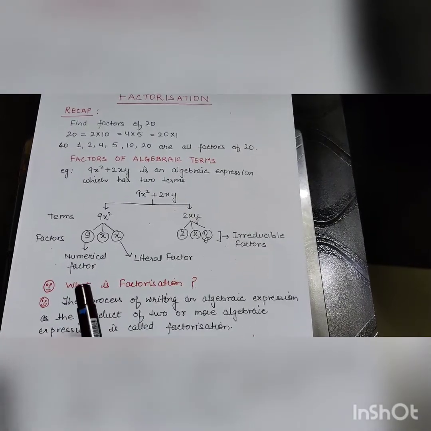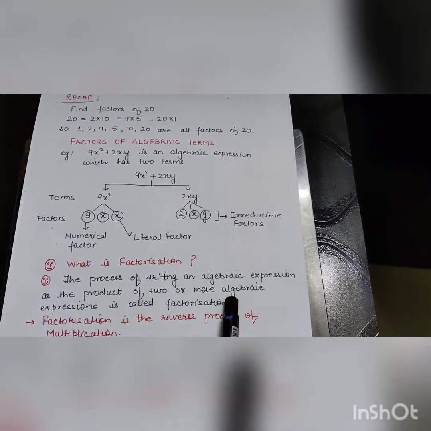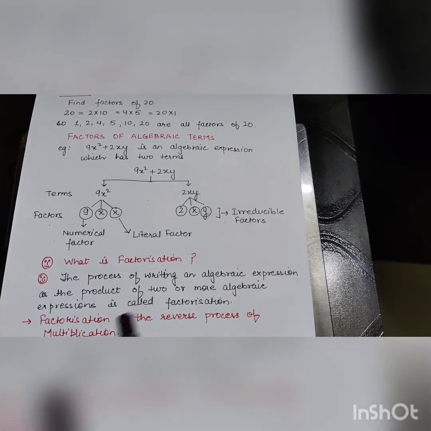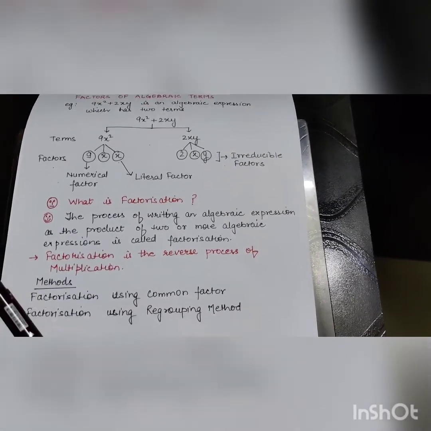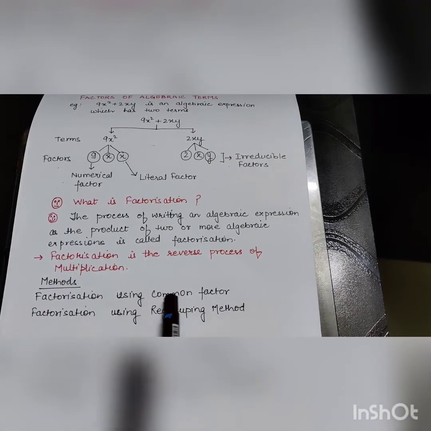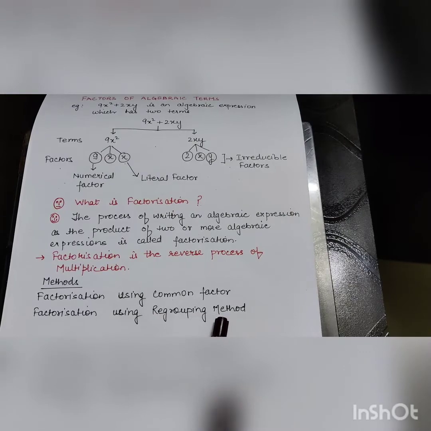Now we come to the question, what is factorization? The process of writing an algebraic expression as the product of two or more algebraic expressions is called factorization. Factorization is the reverse process of multiplication. To factorize, we are going to use two methods: factorization using common factor and factorization using regrouping method.